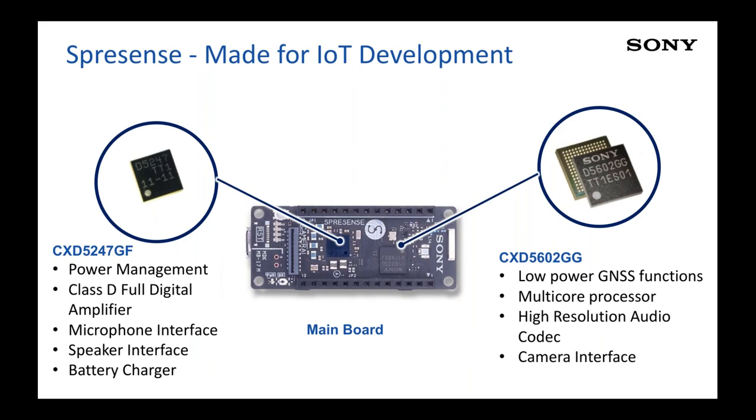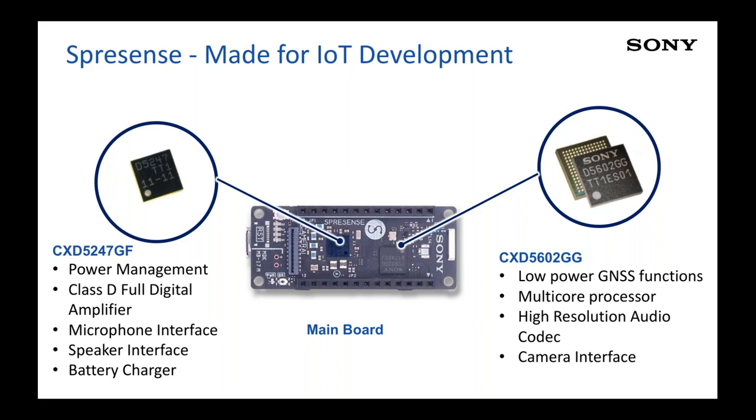For the main board, as you see in this picture, I have two chips. On the right side is the CXD5602. This is the brain, and the CXD5247 is another chip on this main board. These two chips are Sony chips that have already been used in the Xperia smart headphone from Sony, so they have been used in an actual product. If you want to understand the chips a little better, look under each of them, where I have listed the functionalities and supporting capabilities. Let's look at the CXD5602 on the right side first. We have a low power GNSS function.